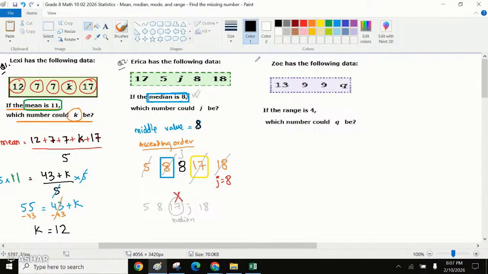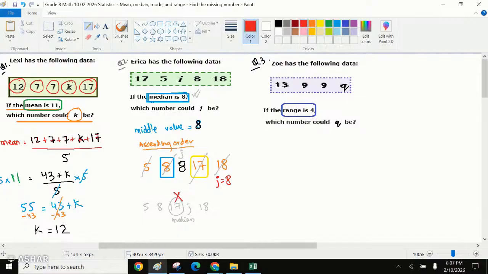So in question number 3, we are given certain numbers. We are given a 13, we are given a 9, 9, and we need to find the value of Q. But they are telling us that the range is given to us. The range is 4. We know that the range can only be 4 when the maximum minus minimum should be 4, right?